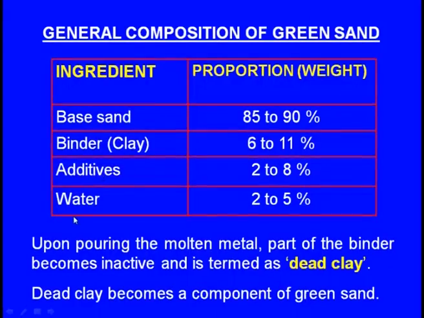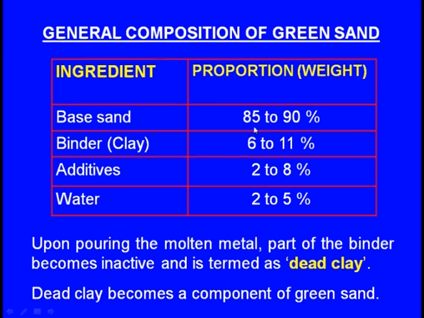Now this is the general composition of the green sand. So these are the ingredients. We have the base sand, binder, which is also known as the clay, and we mix the additives and also the water. Base sand is present at 85% to 90%. Binder, which is also known as the clay, is between 6% to 11%. Next, we mix the additives and the proportion is 2% to 8%, and water is 2% to 5%.